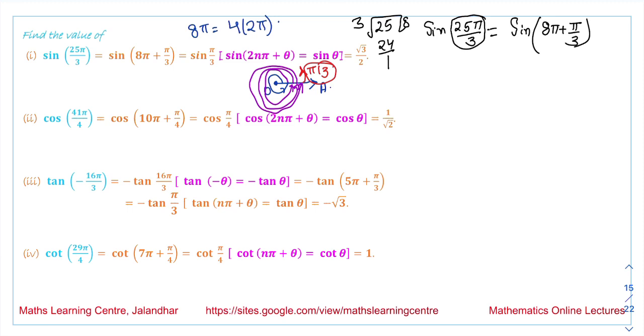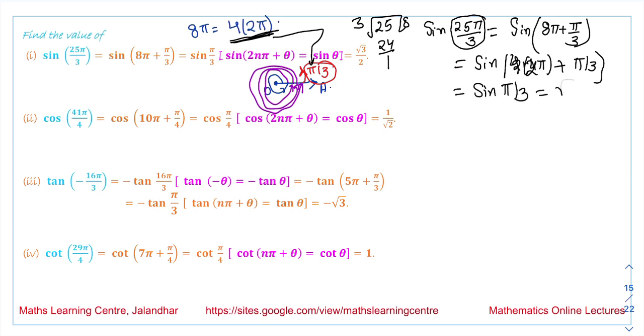So we are saying that we have made 4 complete rotations and after this we have moved an angle of pi by 3. So this is equal to sine of 4 into 2 pi plus pi by 3, and this is equal to sine of pi by 3, and this is equal to root 3 by 2.